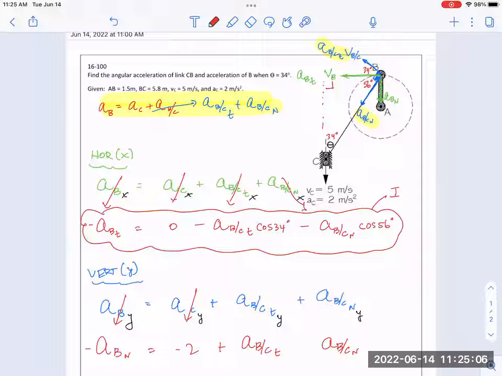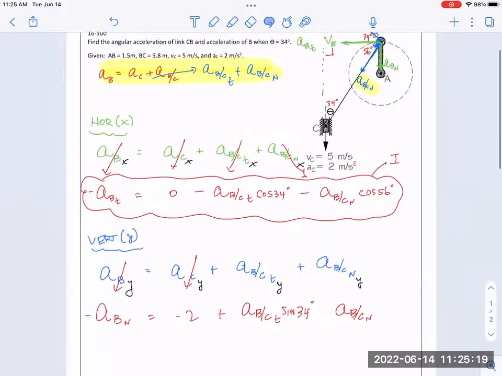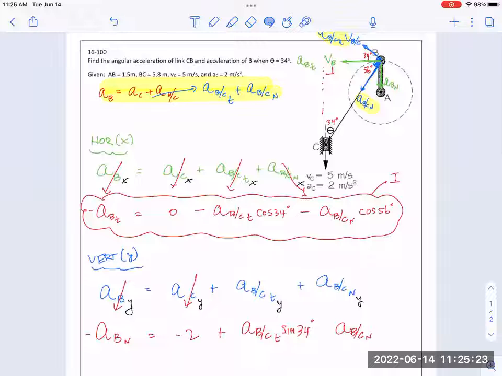So the last one was cosine of 34. This is the sine of 34. And then I say, okay, cool. What's happening with B with respect to C in the N direction? Oh yeah, that's right. That's this one here, but I'm talking Y. So I need the Y component of that, just like this was cosine of 56, that's going to be the sine of 56. So it'll always kind of be the opposite trig expression. So this is going to be the sine of 56. Nice job. And it's going down, so that's going to be negative.